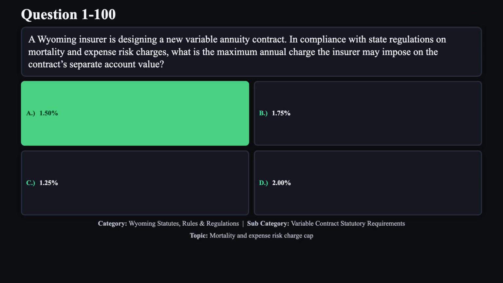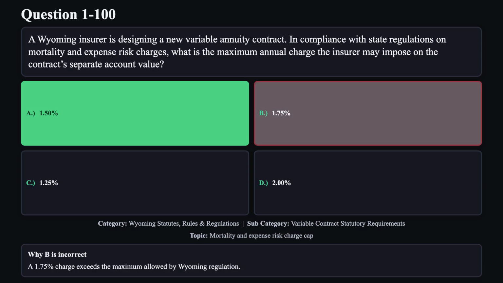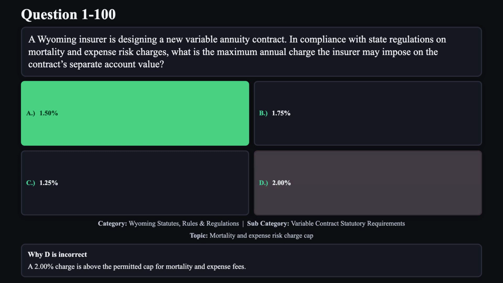The correct answer is A. The correct answer is 1.50%, because Wyoming law caps the mortality and expense risk charge at 1.5% of the separate account value annually. Reason B is not correct. A 1.75% charge exceeds the maximum allowed by Wyoming regulation. Reason C is not correct. A 1.25% charge would be below the allowable maximum, but does not represent the statutory cap. Reason D is not correct. A 2.0% charge is above the permitted cap for mortality and expense fees.